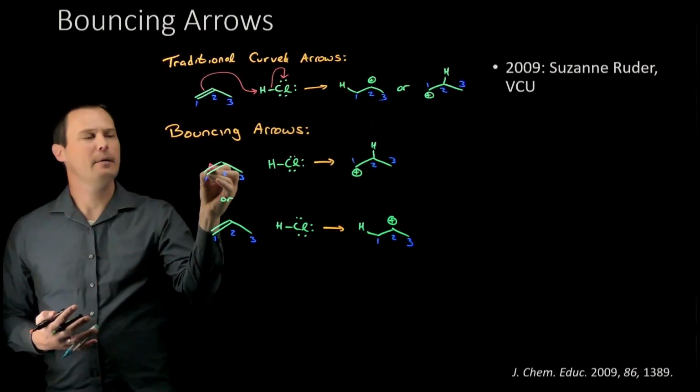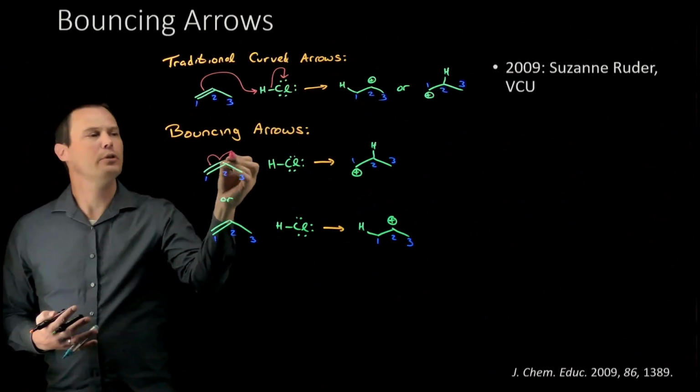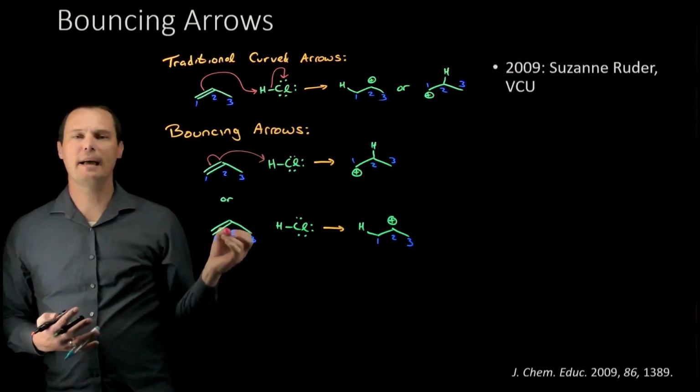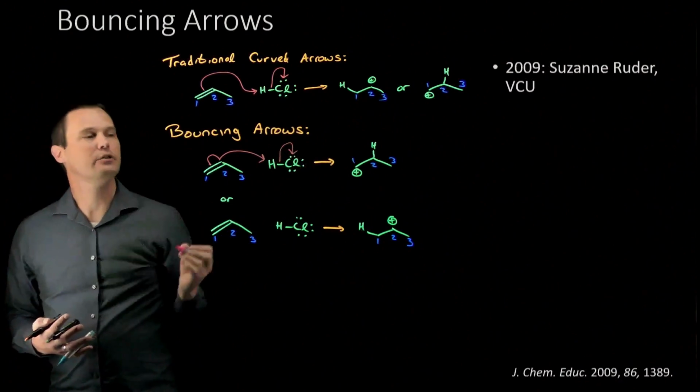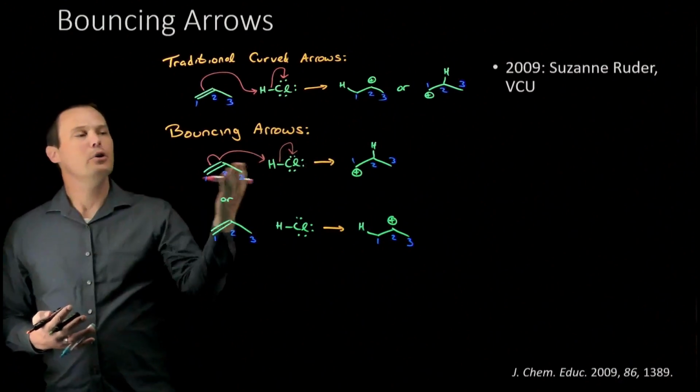We start the arrow at the pi bond, and the electrons springboard through carbon 2 on their way to attack that hydrogen. That builds up too much electron density around hydrogen, breaking the HCl bond, electrons onto chlorine. That part's the same. But notice the bouncing arrow.